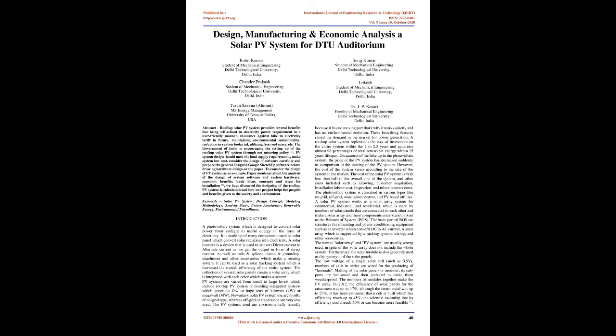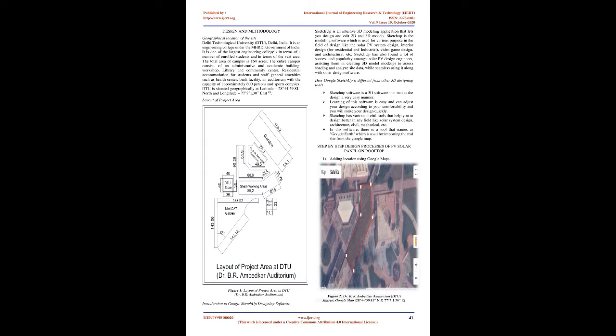Nowadays, solar PV systems in use are mostly of the on-grid type, whereas off-grid or standalone are much less used. The PV systems are environmentally friendly because they have no moving parts, which is why they work quietly and have no environmental emission. These benefiting features raise the demand in the market for power generation. A rooftop solar system recovers the cost of investment on the entire system within 2 to 2.5 years and generates almost 96% of total renewable energy within its 25 years lifespan.